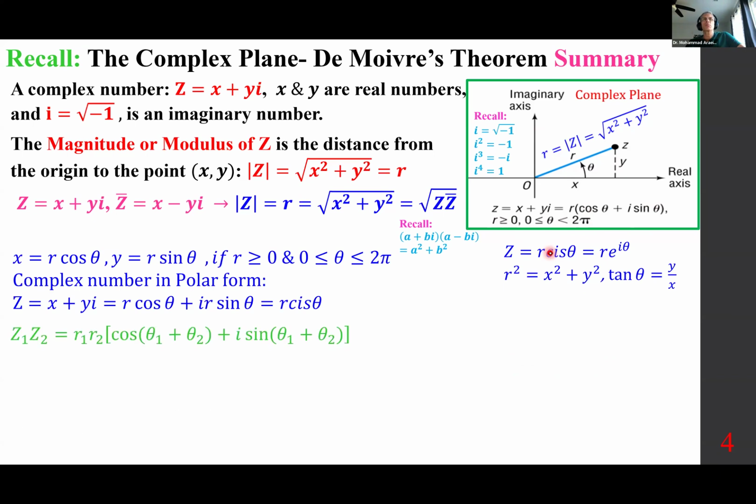Now, when we want to multiply two complex numbers, if we go with the polar format, it makes it very easy: r1 r2 times cosine of theta 1 plus theta 2 plus i sine of theta 1 plus theta 2. So you multiply the r's and then you add up their arguments. And it's a shorthand notation. Okay.